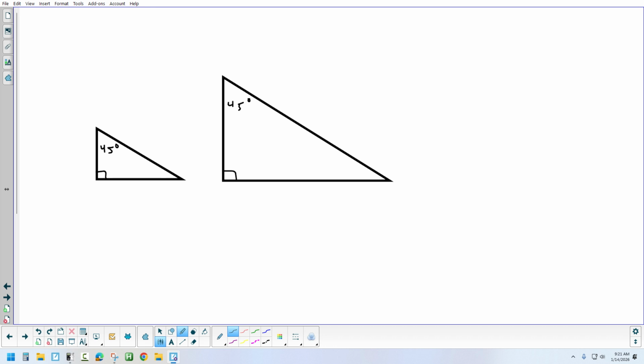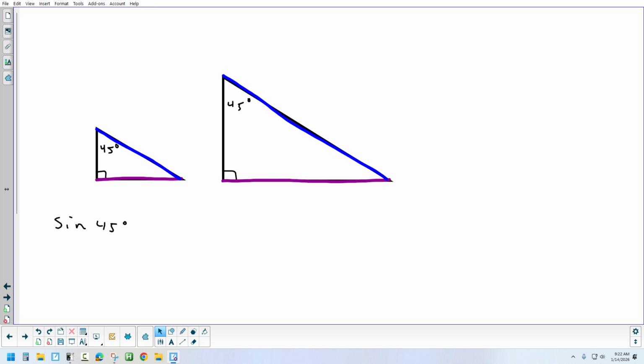So the question would be, if I ask you to find, let's say, the sine of 45 degrees, what was the definition we just had for sine? Okay, so it's opposite over hypotenuse. And if you were to do the same thing in the bigger triangle, it would be opposite over hypotenuse. So if I find the sine of 45 in the smaller triangle, and then the sine of 45 in the bigger triangle, how will the two answers compare?